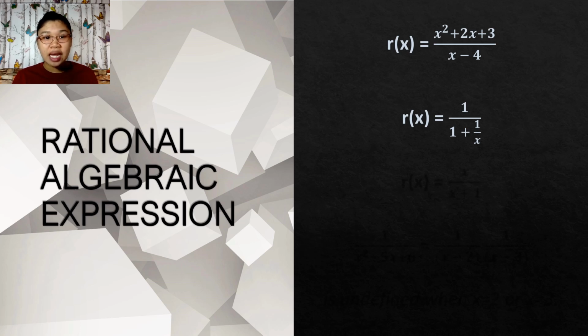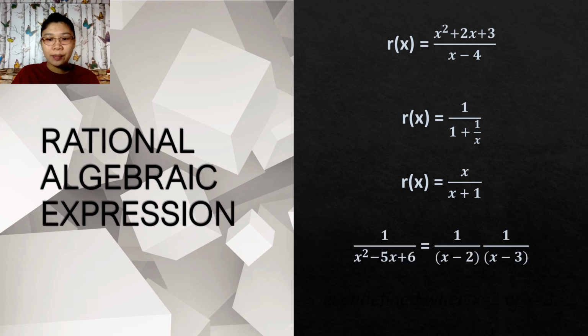But we can convert this to a standard form of rational expression by multiplying x in the numerator and the denominator. By simplifying 1 over 1 plus 1 over x, that is equal to x over x plus 1. Now we have here a standard form of a rational algebraic expression.